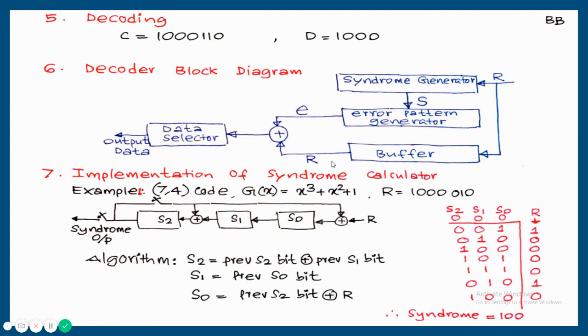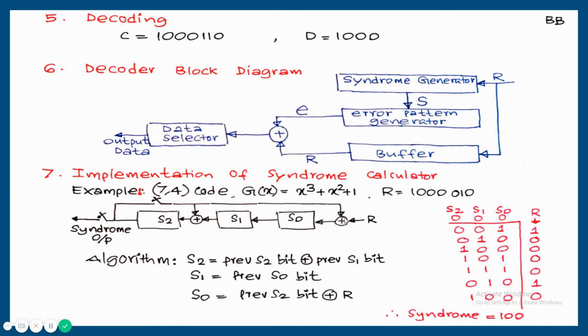Implementation of the syndrome calculator. I am showing only this block, how to implement that syndrome generator or syndrome calculator. The polynomial is x cube plus x square plus 1. N minus k is equal to 3. So make 3 blocks like our encoder: S2, S1, S0. Now there is a small difference. In that encoder, there was an XOR here. Now insert that XOR here.